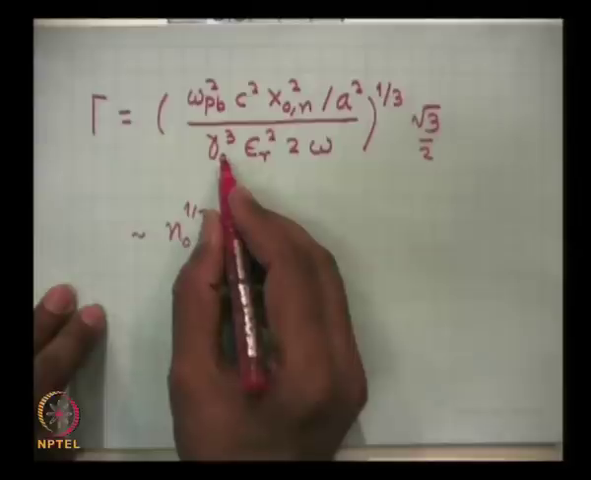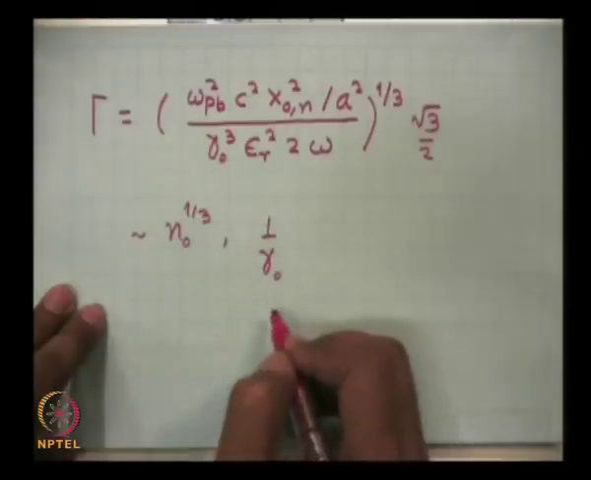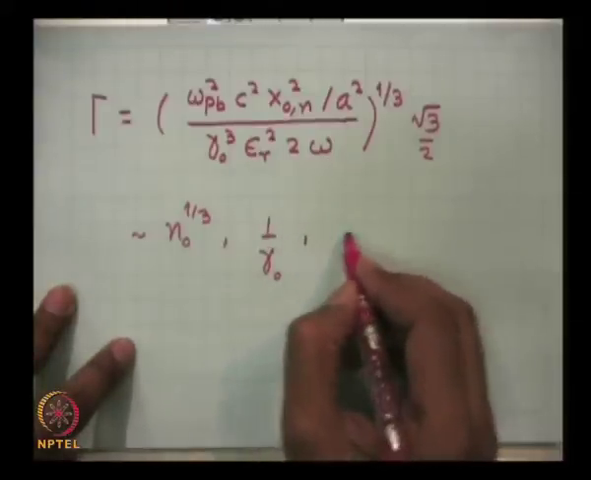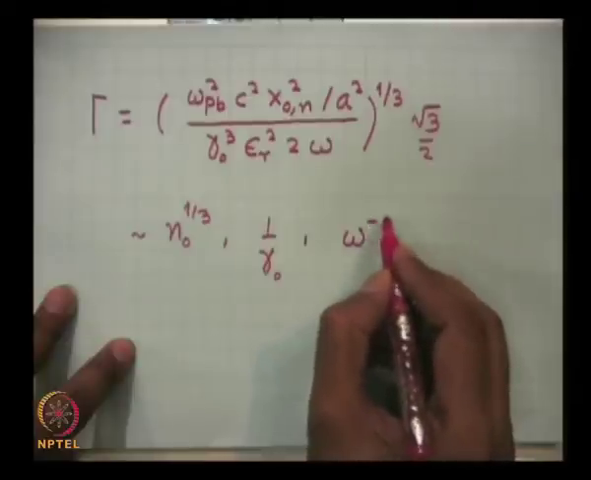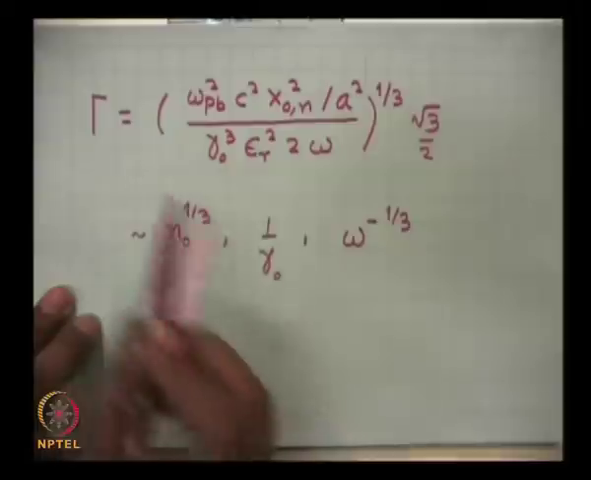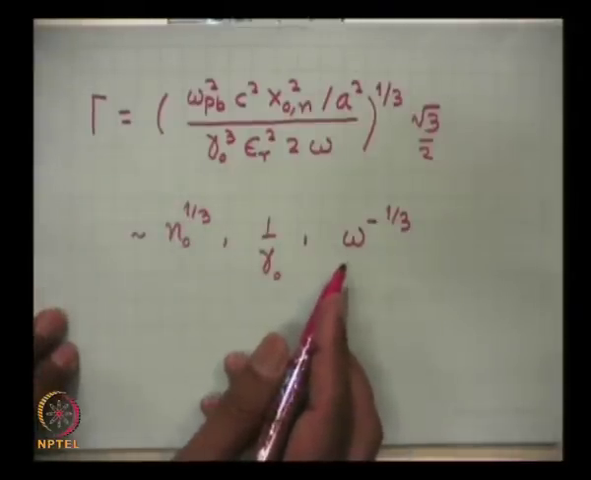So the growth rate scales as the 1/3 power of beam density. It scales as 1 upon gamma_0, so with beam energy it falls down. How about the frequency? This scales as omega to the power minus 1/3. Higher the frequency, smaller the growth rate. But who decides the frequency? That is the important issue.